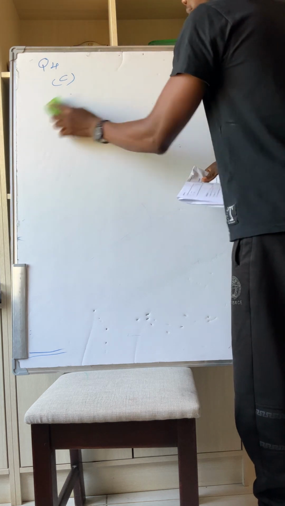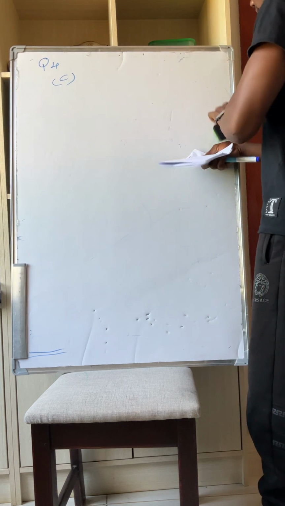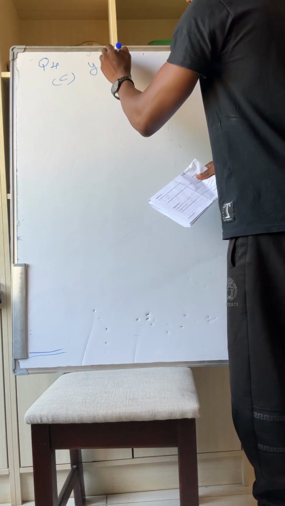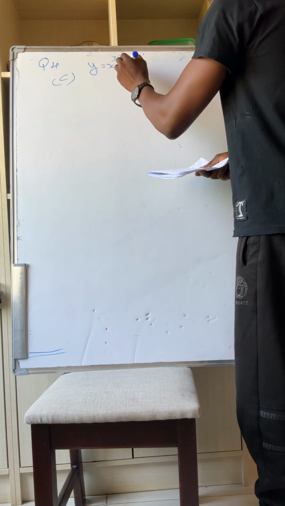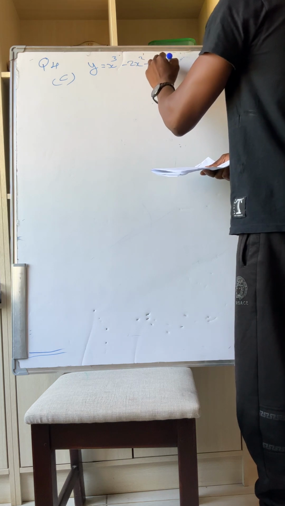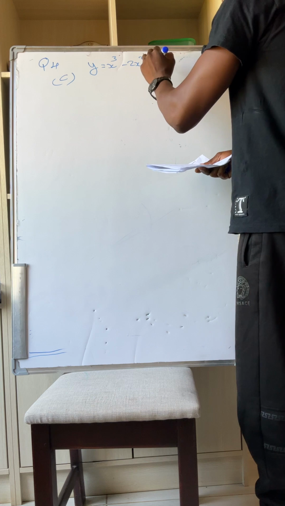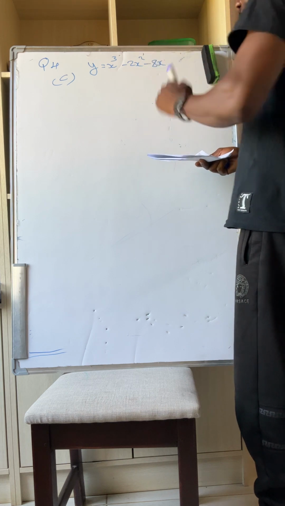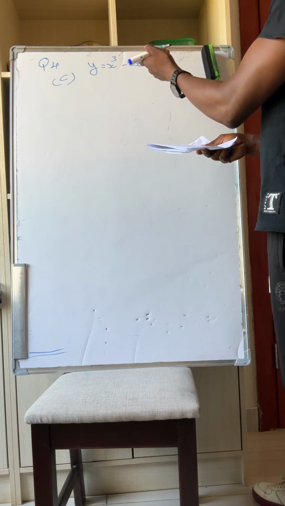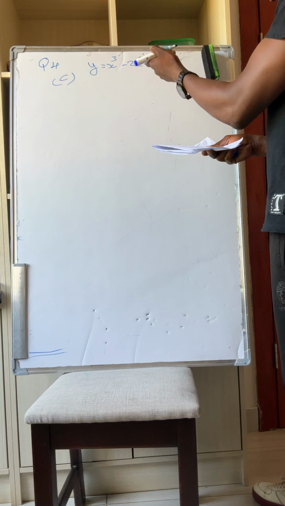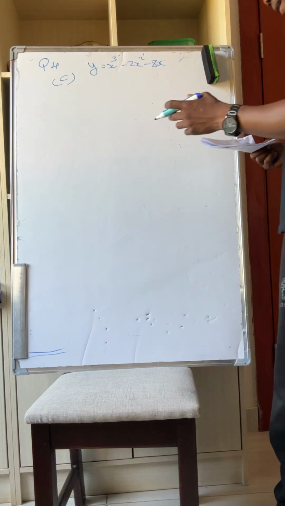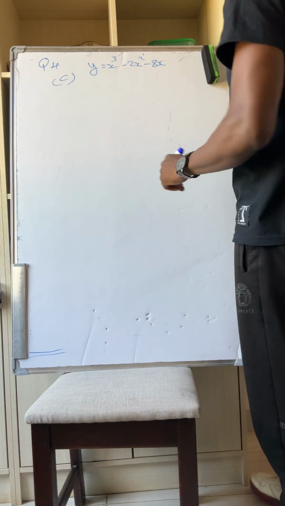Let me write it on top here. Okay, y equals x cubed minus 2x squared minus 8x, and the x-axis. Determine the area between the curve y equals x cubed minus 2x squared minus 8x and the x-axis. 10 marks. So how do you determine the area between the given curve?